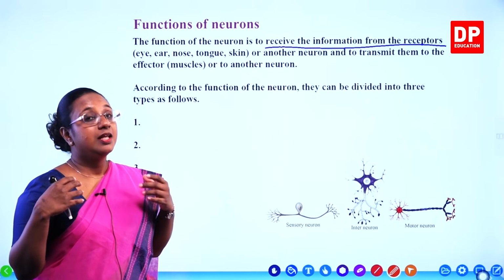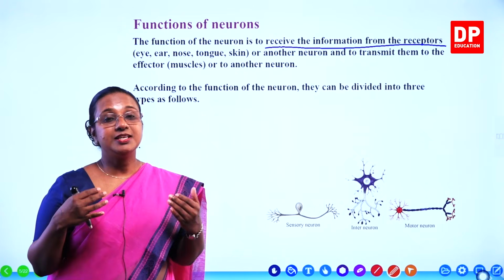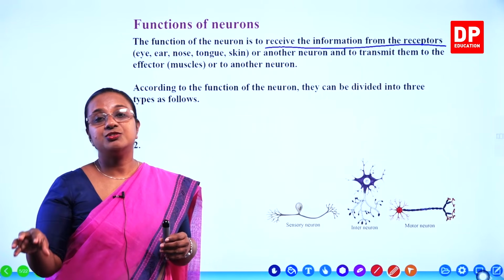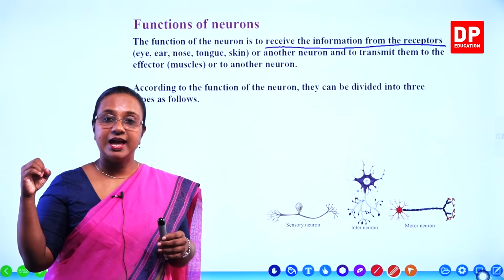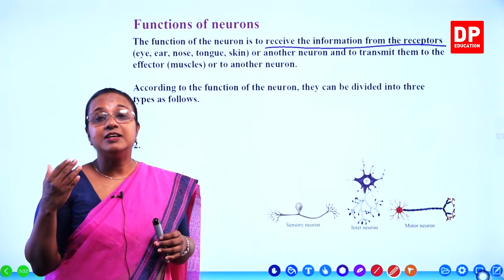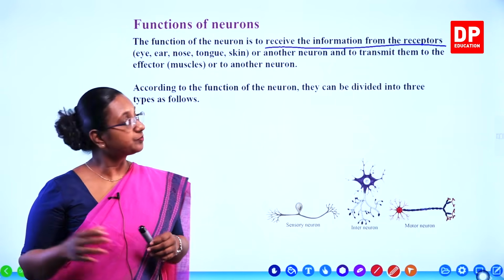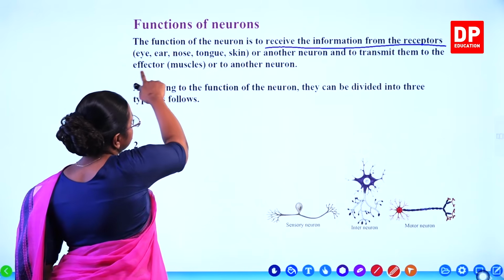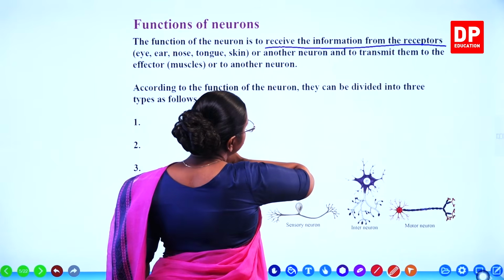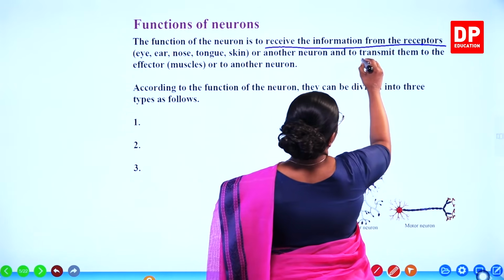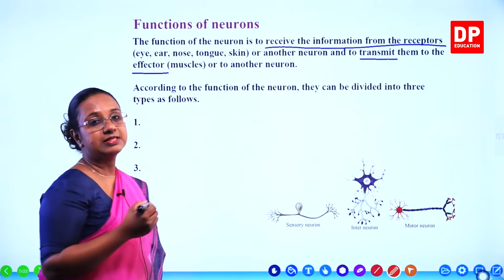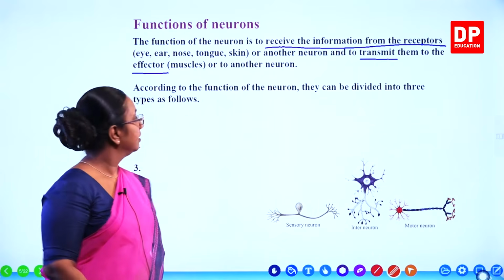away. This is not a very slow process. It's a very, very fast process. Immediately as you touch the hot object, you draw your hand away. So these nerve impulses are transmitted at a very high speed. Here you can see these are the receptors, and it can be given to another neuron and to transmit them to the effector. So that completes the full process.